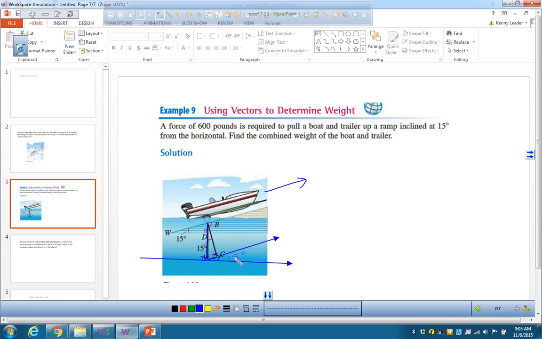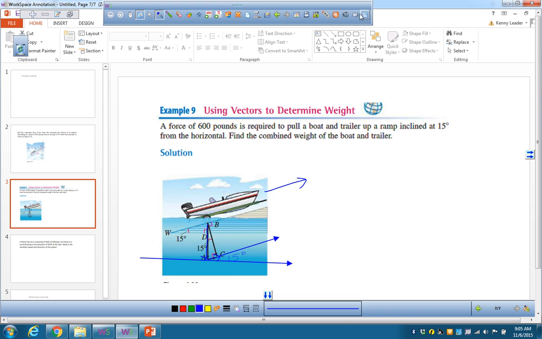So if this is 15 degrees and this is 15 degrees, you could do some geometry and figure out that this angle is 75 degrees. I should not make my lines dotted anymore. So this angle will be 75, which makes this little angle 15, and this is perpendicular to this. So in order to find out how much the boat weighs, I'm going to redraw this triangle.